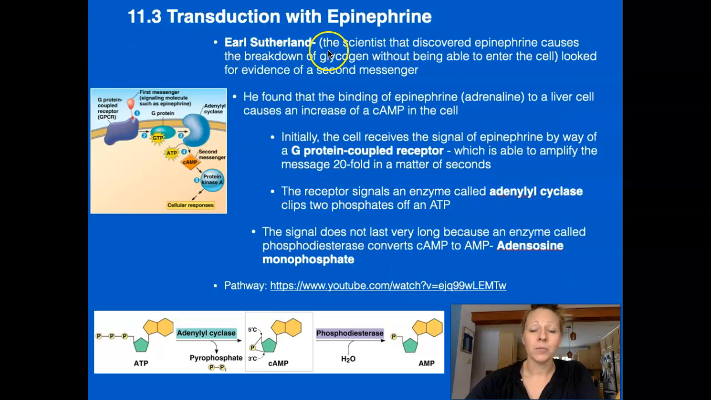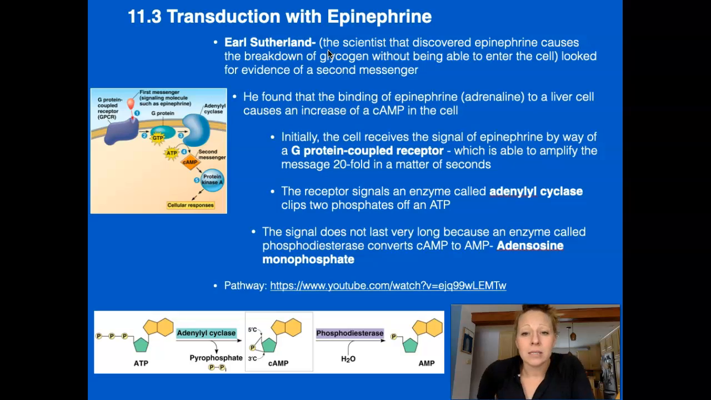So Earl Sutherland, we talked about him earlier. He was the scientist that discovered that epinephrine can break down glycogen, but it can't do it without other living cells in place. And so he found that the binding of epinephrine, or adrenaline, to a liver cell causes an increase in cyclic AMP in the cell. And so what he's discovered is this pathway.